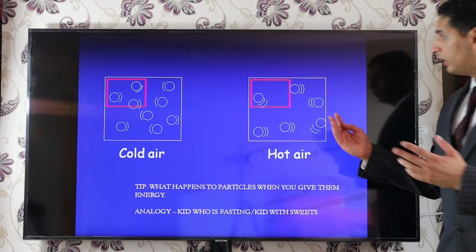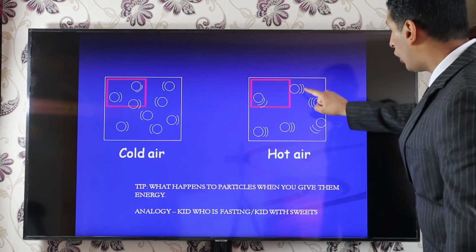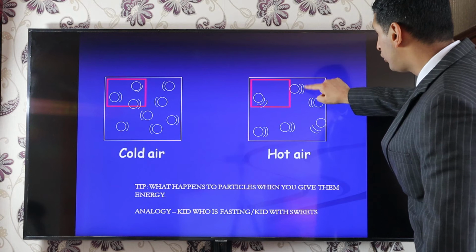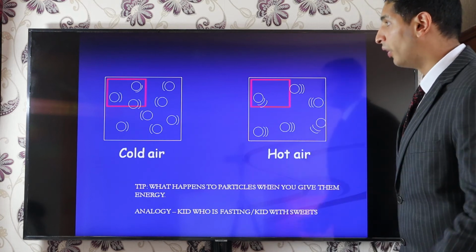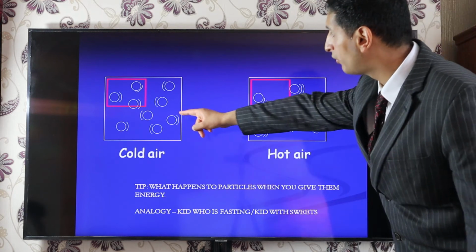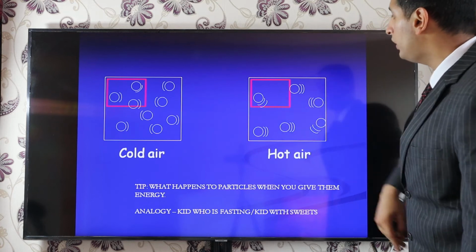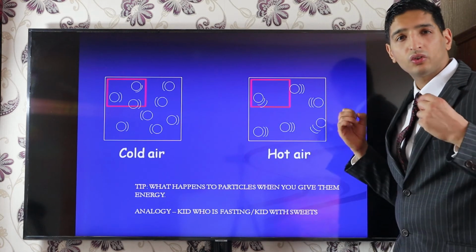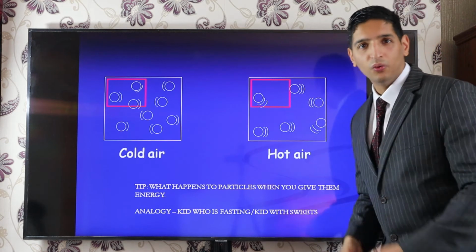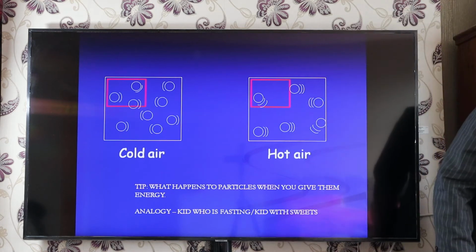One fantastic way of understanding this is here. The hot air is drawn with these 2 lines here, showing that it has more energy. In that box I have almost 3 particles and in this only 1, because hot air particles have so much energy that they've moved out. So it's important to understand that concept.